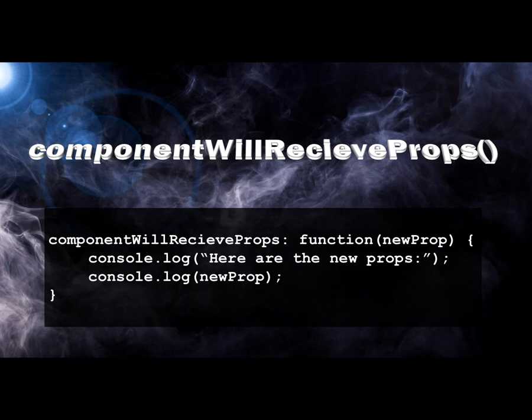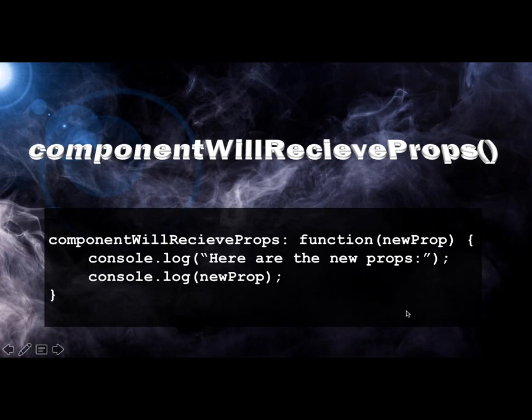Now, the name of component will receive props is somewhat misleading, because this thing will not trigger on the initial load. So you can think of components receiving props on the initial load because the parent is giving it props, but it doesn't trigger. So just keep that in mind if you're wondering why isn't my function triggering when I'm initially giving my component props. It just doesn't trigger, it only triggers on updating.